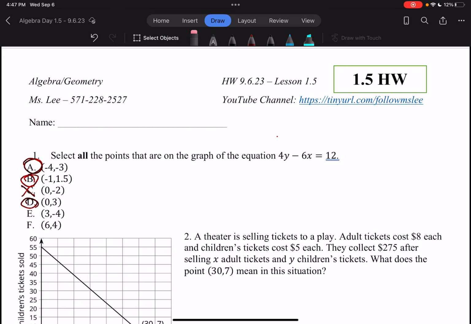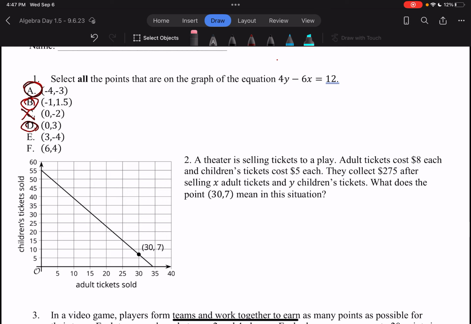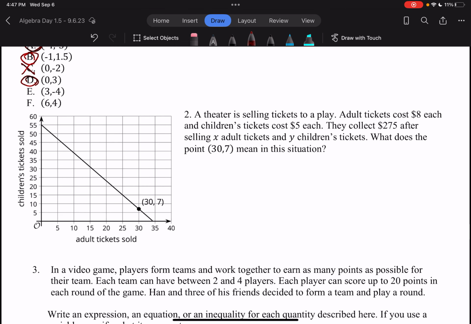All right, number 2 says a theater is selling tickets to a play. Adult tickets cost $8 and children's tickets cost $5. And you can see that they've listed adult tickets as X and children's tickets as Y. They collect $275 after selling X adult tickets and Y children's tickets. What does the point 30, 7 mean in this situation?